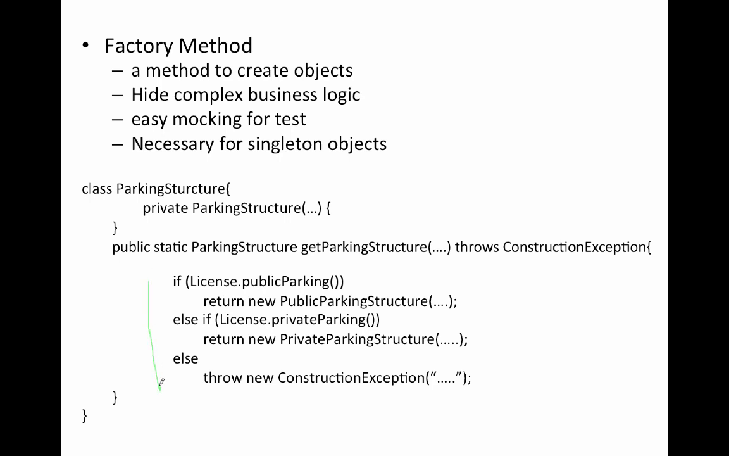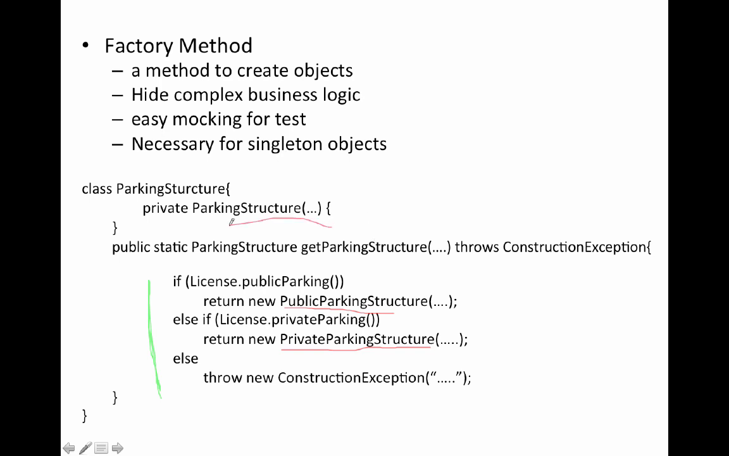For example, here, depending on the license somebody has, we give them a public parking structure or a private parking structure object. So the user or the third party using your parking structure class doesn't really need to know this entire hierarchy of public parking structure, private parking structure, and so on. Maybe your hierarchy is much longer, so they don't really need to know all these details.